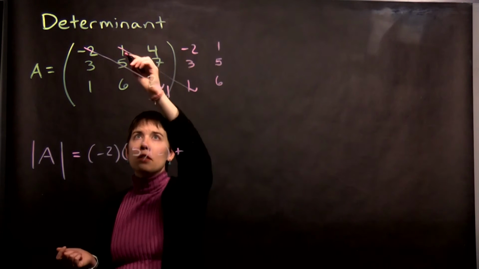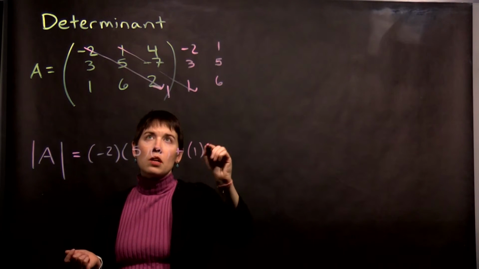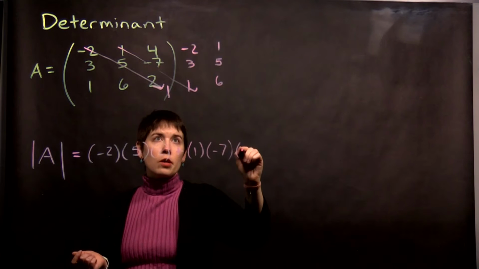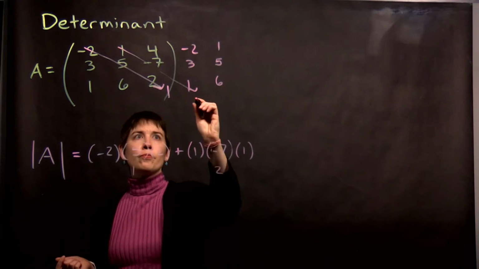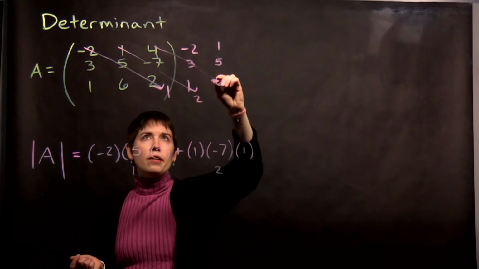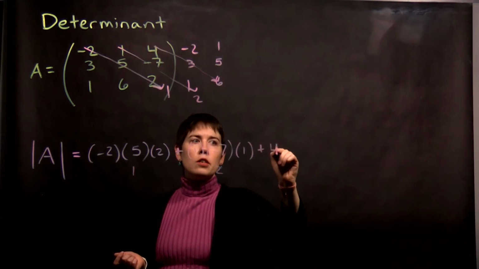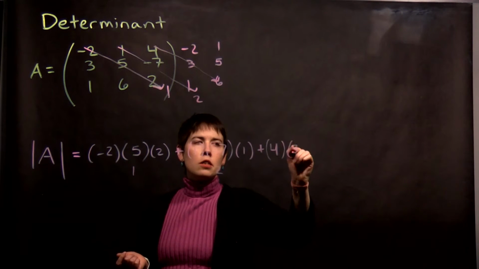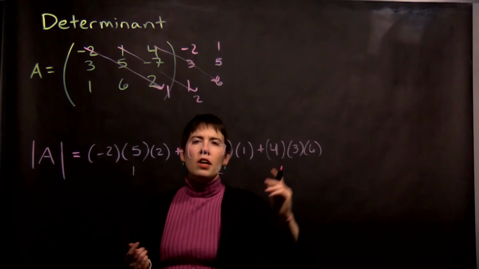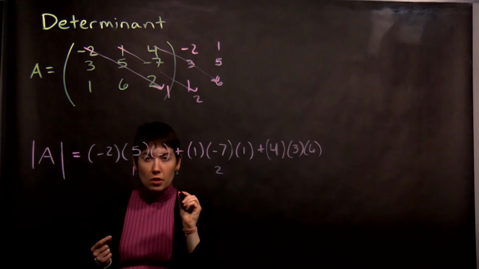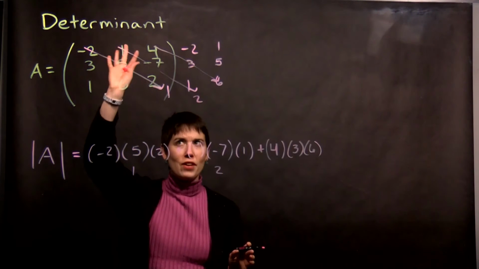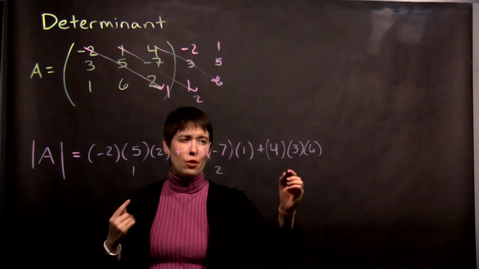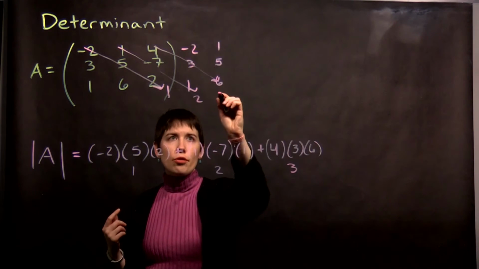The next one is 1 times -7 times 1. So this was my first term, my second term. My third one is 4 times 3 times 6. If you're most comfortable writing multiplication with the little x's, that's okay, unless you actually have x's as variables, in which case I wouldn't recommend it. So that's our third term.